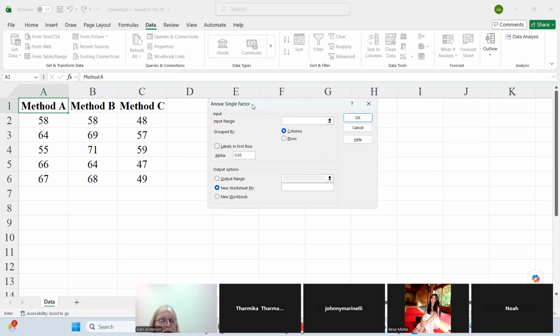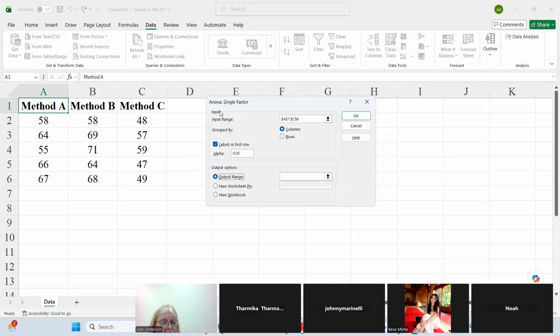Now, here, this is a matrix. We're going to choose all of them at once, include the headers, but make sure you click on labels in first row. Alpha is 0.05, but you can change that if you need to. And then the output range, we'll leave it right on here. We'll click on output range E1. That's where it will start.